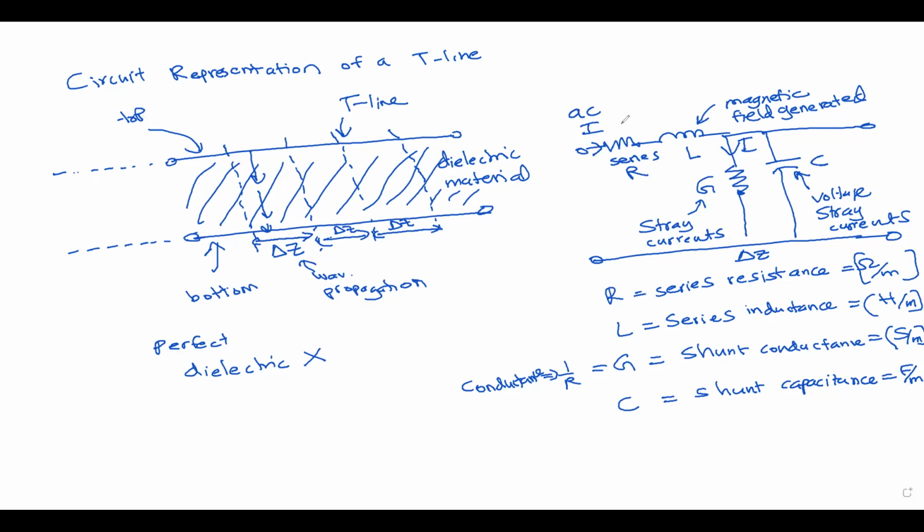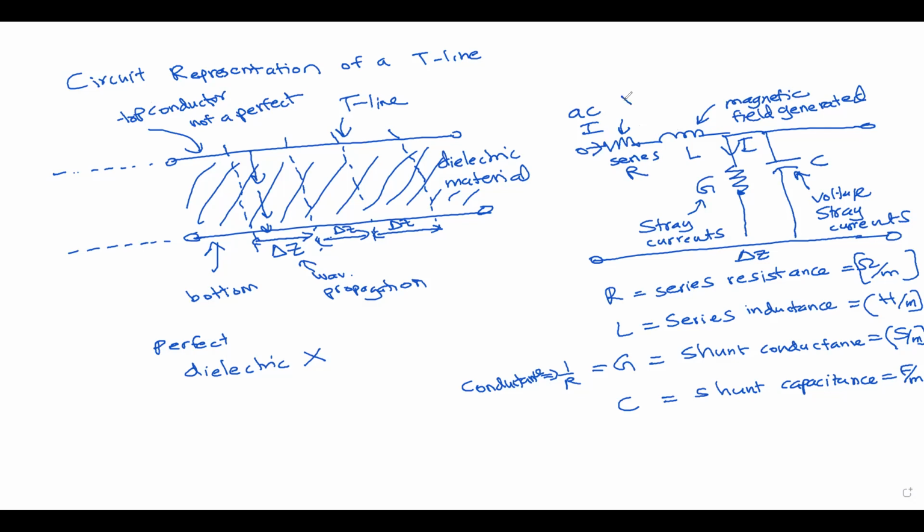The series resistor is used to denote the imperfectness of the conductor. The top conductor is not a perfect conductor. It has a certain resistance.